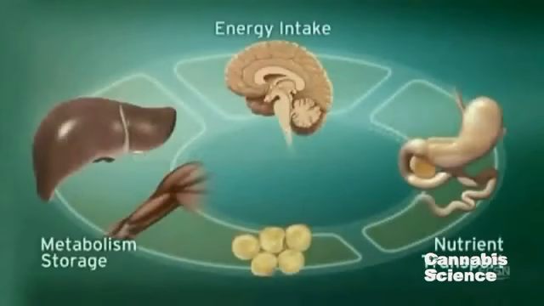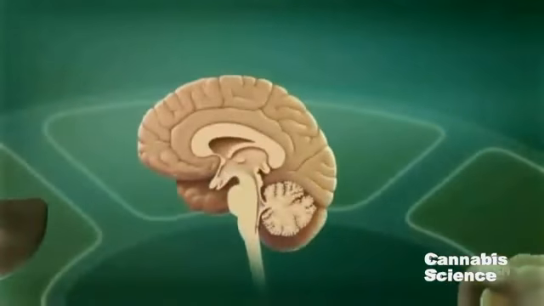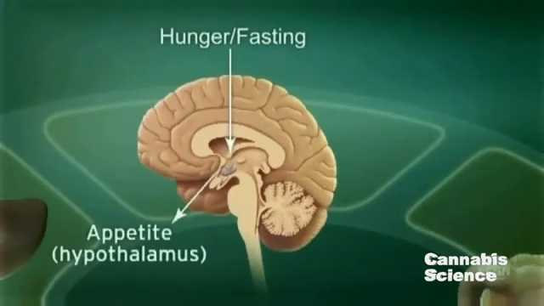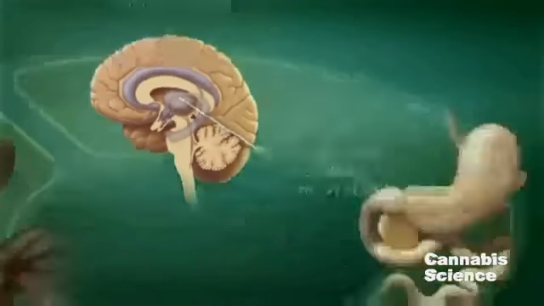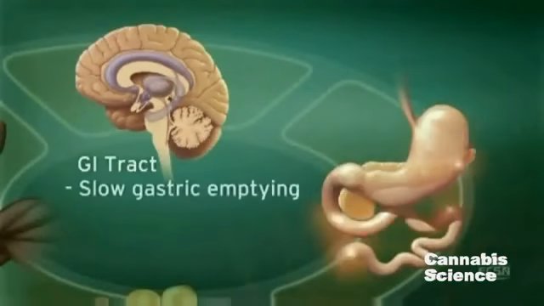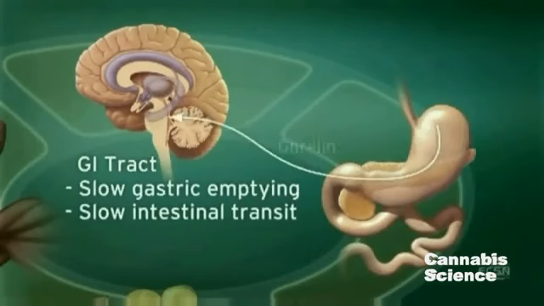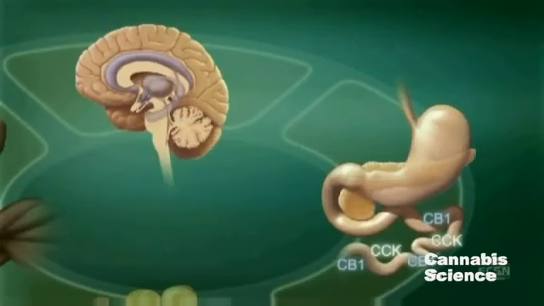Endocannabinoid system activity in the central nervous system regulates food intake. For example, ECS stimulation by hunger and fasting signals stimulates appetite and increases the palatability of food. Endocannabinoids slow gastric emptying and GI transit and appear to stimulate secretion of ghrelin, a neuropeptide that increases appetite and food intake. After eating, cholecystokinin in the duodenum triggers satiety signals.